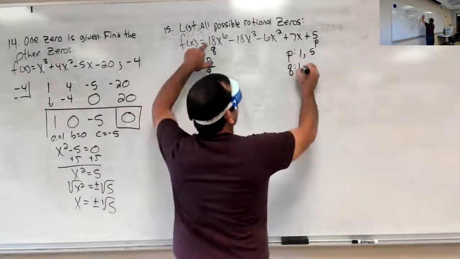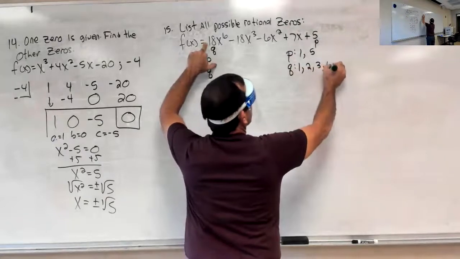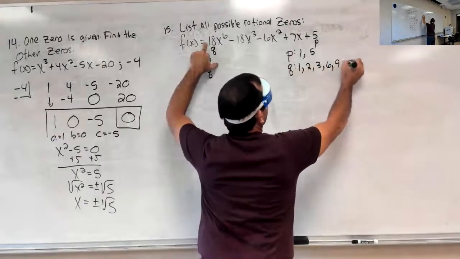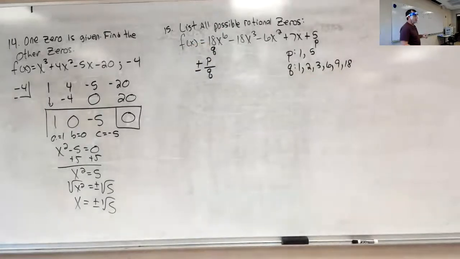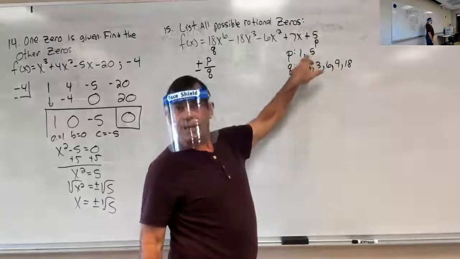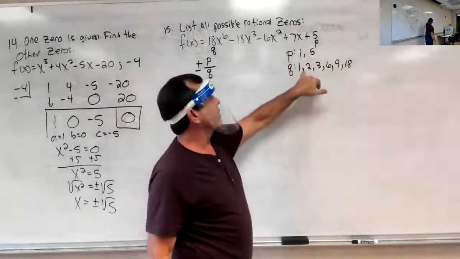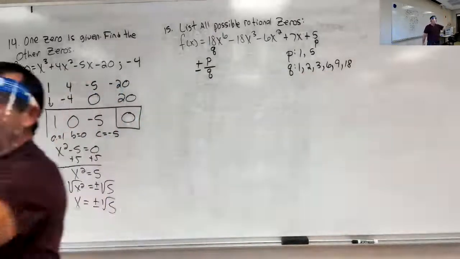18 has factors of 1, 2, 3, 6, 9, and 18. Where did you get those numbers from? Because 1 times 5 is 5, so that's all the factors of 5. And this is like 1 times 18, 2 times 9, 3 times 6. I just usually put them in order.